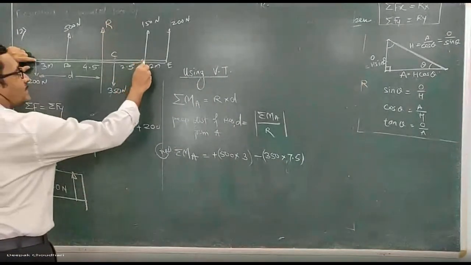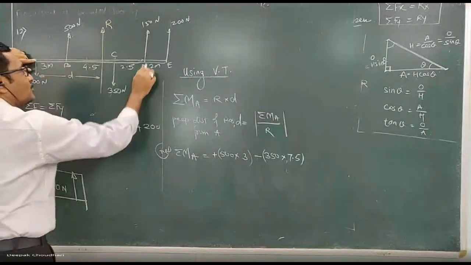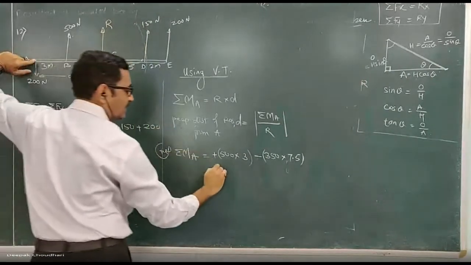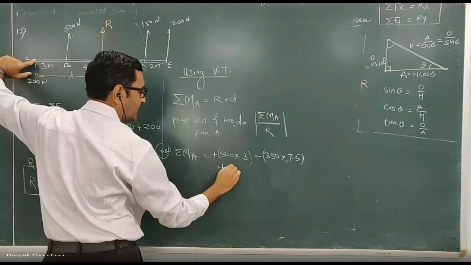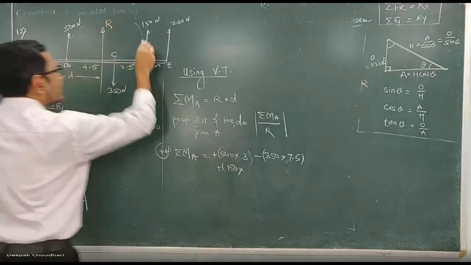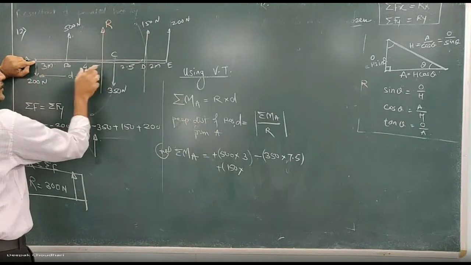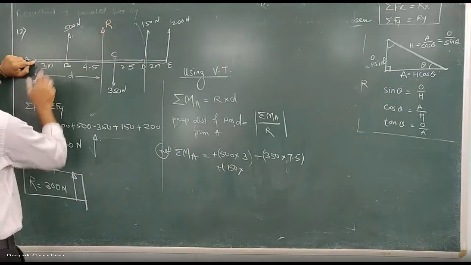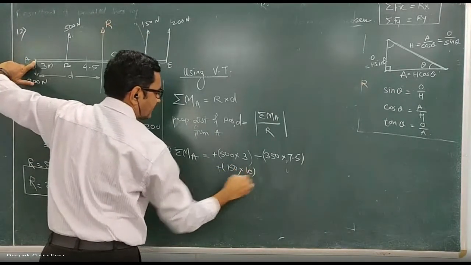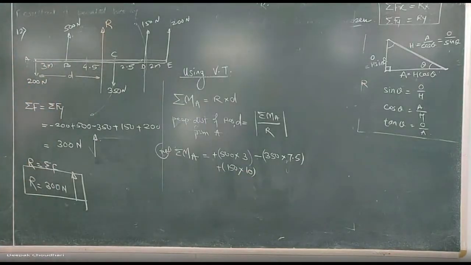Then what is the moment of this 150 Newton force about point A? It produces the anti-clockwise moment. So according to our sign convention, it is plus. Here it is 150 into the perpendicular distance of the line of action of this 150 Newton force from A. How much is that? 2.5 plus 4.5, 7, 7 plus 3, 10. Is that correct? Yes.